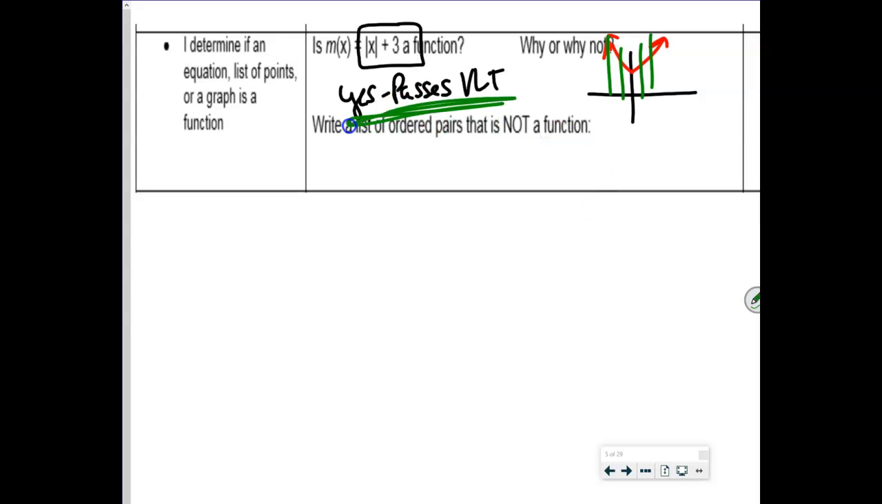So I'm okay with this reasoning, guys, but you literally have to show me the vertical line test to use it as your reasoning. Yes, Daniel?